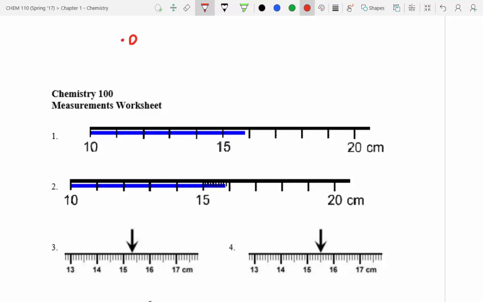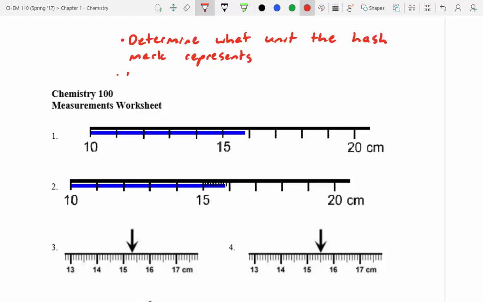So the first thing you should do is determine what unit the hash mark represents. And then estimate 1 unit past that.